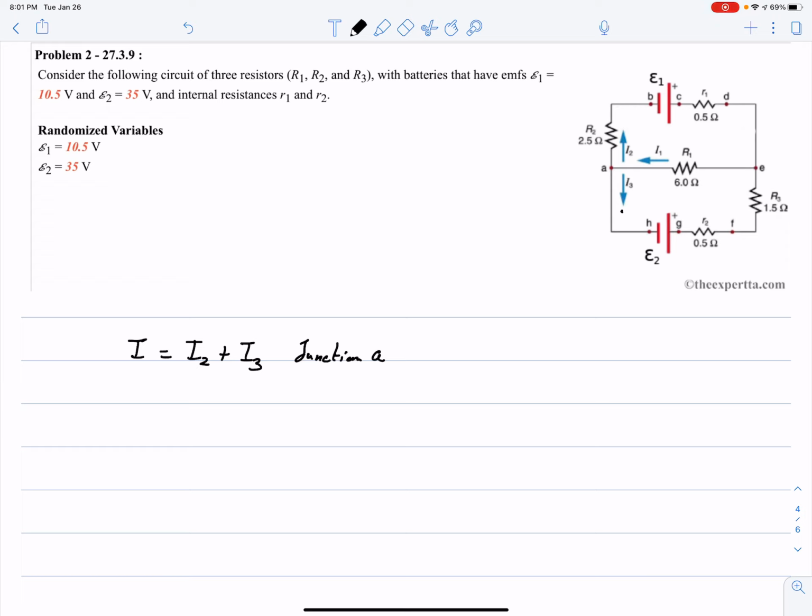And I'm going to use this path right here so I can start writing the EMF for the battery, electromotive force. And that's a positive because it's going from low to high, so the electric potential at C minus the electric potential at B, and here is 0, and here is 10.5, thus it would be 10.5. Okay, so that's the first one.